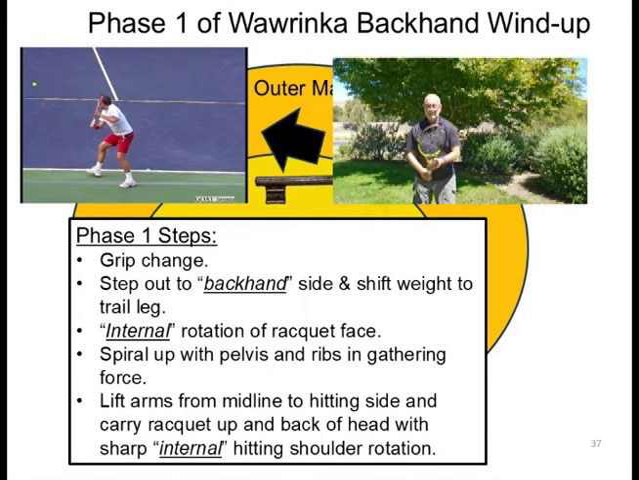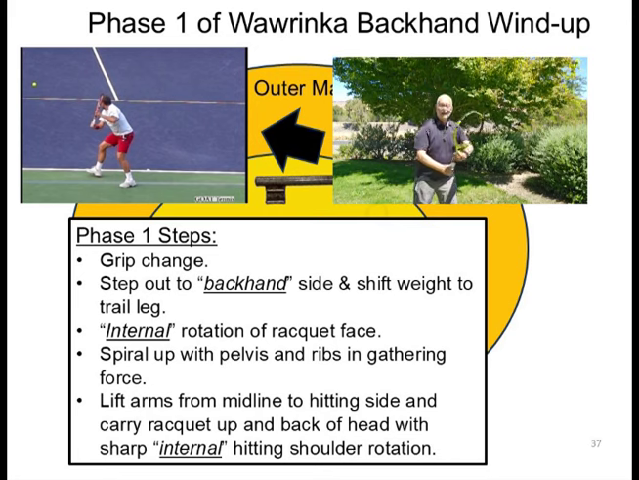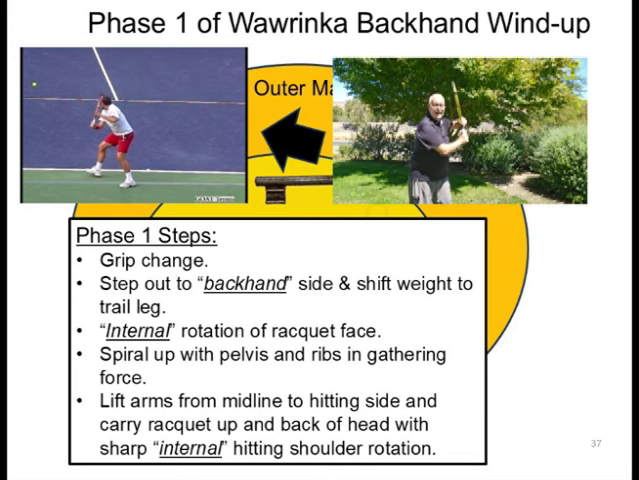Much the mirror image, and we're still taking the spiral and the take-back around the swing center in the middle of our chest. So we're not going around here like this. We're turning with a sharp internal rotation and Eastern grip change here, and we're lifting and spiraling up the racket in a very vertical way close to our head.